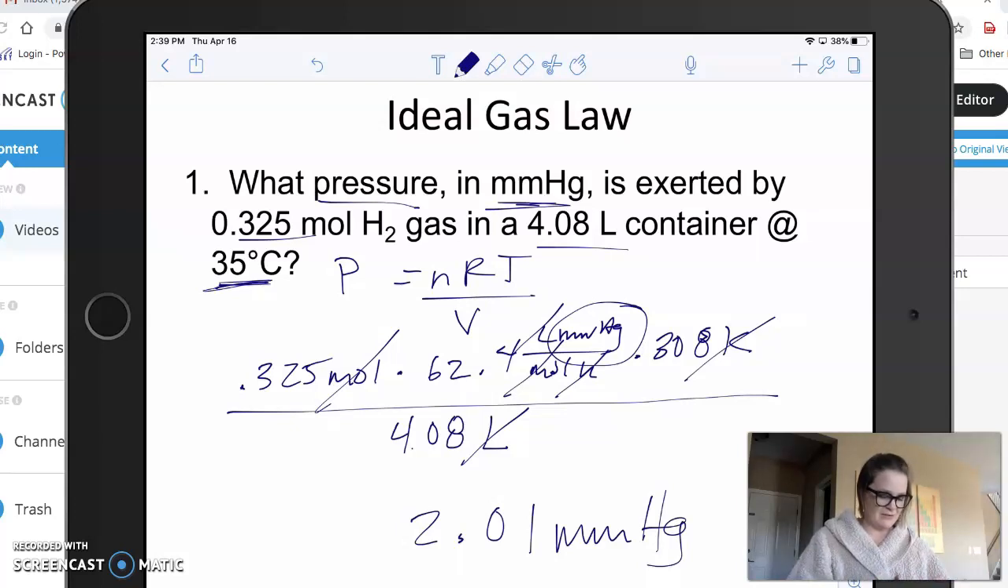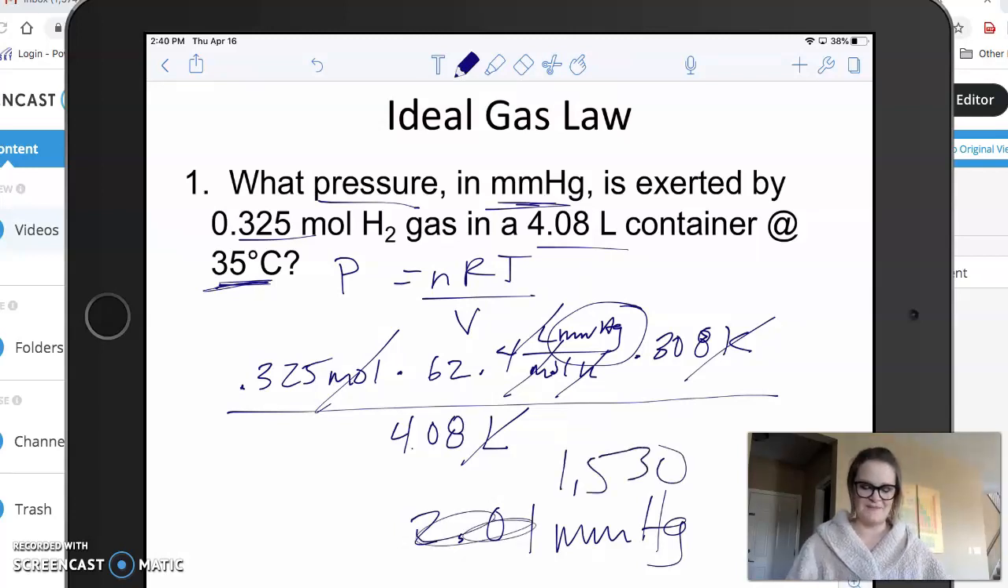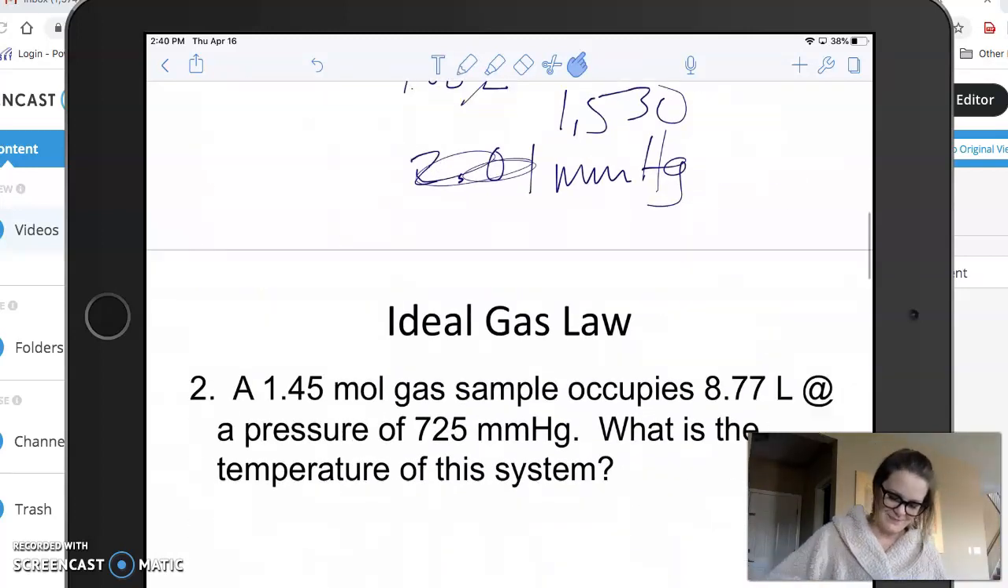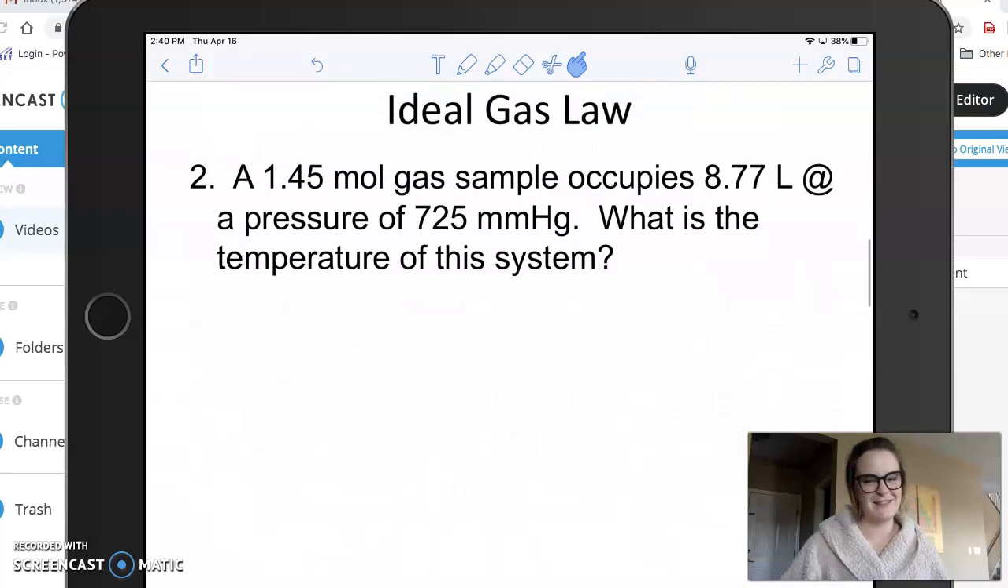Calculating divided by 4.08, I get 1,530. What problem did I do? 1,530 mmHg. Ta-da-da! Okay, we did it. Problem 1. Want to do another one? You do? Perfect. So do I.